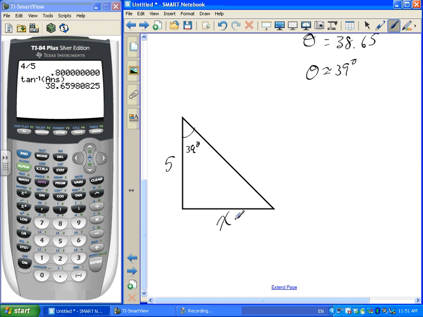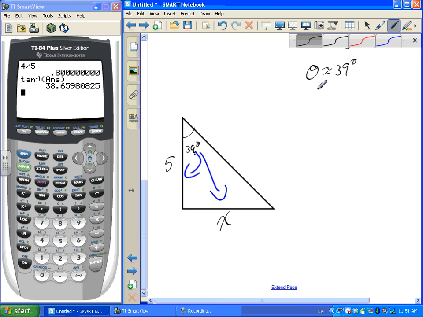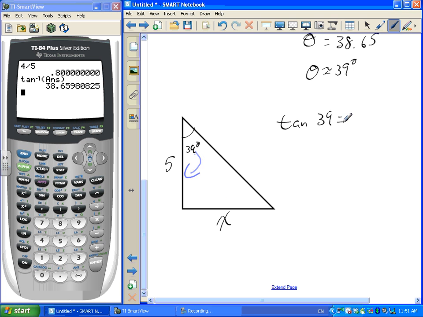We're looking for this angle. Again, because we're dealing with this angle here. Sorry, we're not looking for an angle. We're trying to find the opposite side of that angle, and we have the measurement of the adjacent. Set up another tangent formula. Tangent 39 degrees is equal to the opposite, which is our x, over our adjacent, which is 5.